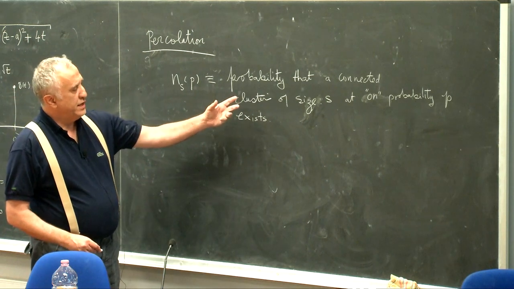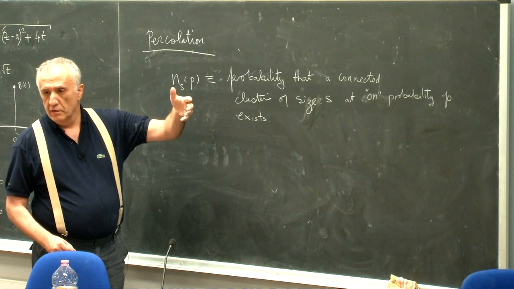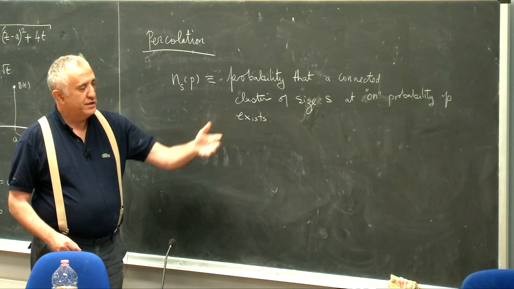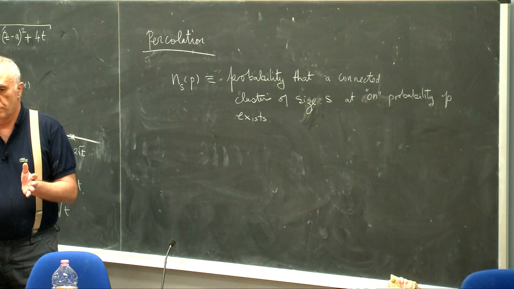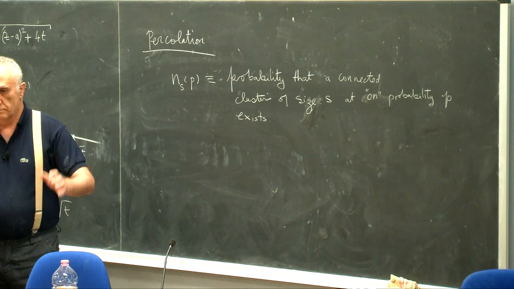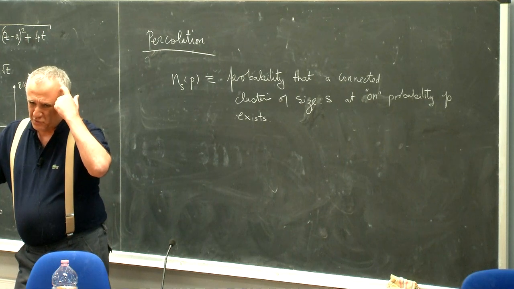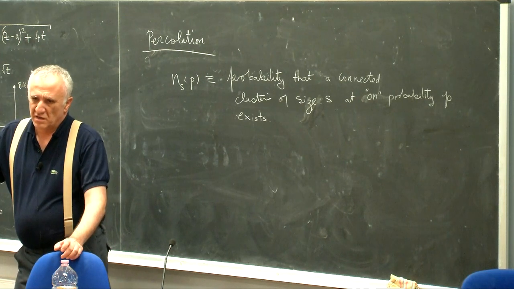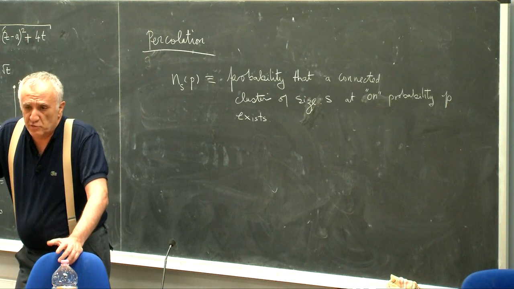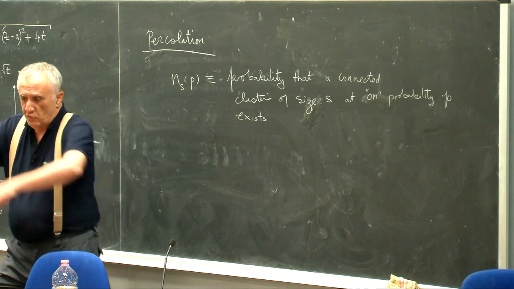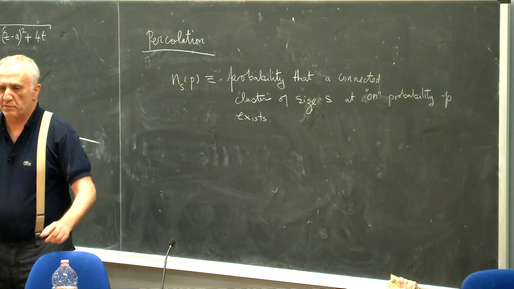So you say, I turn the squares on and off with probability p. What is the probability that I suddenly find a cluster of size s? Is it site percolation? At the moment, it doesn't matter to me. So then it's the probability to find, you just randomly find a cluster of size s. You have all these clusters. Some of them are size s. Divide them by the total. That will be n_s(p).